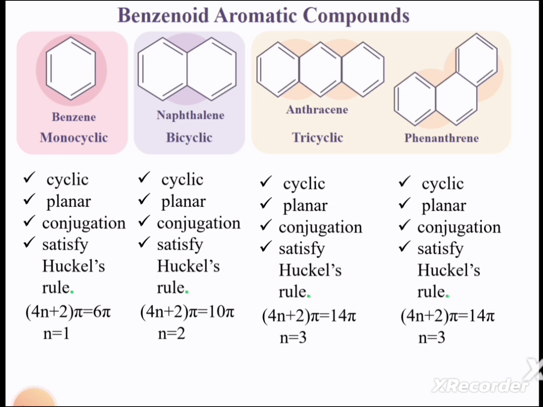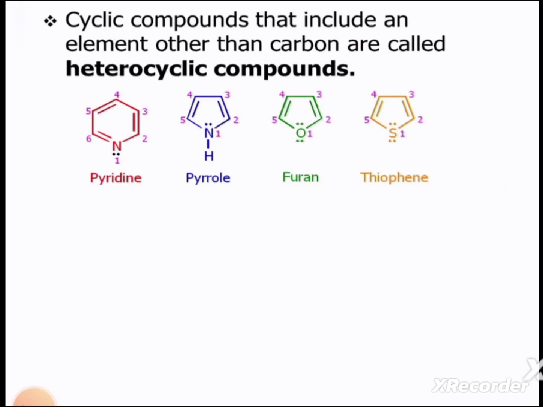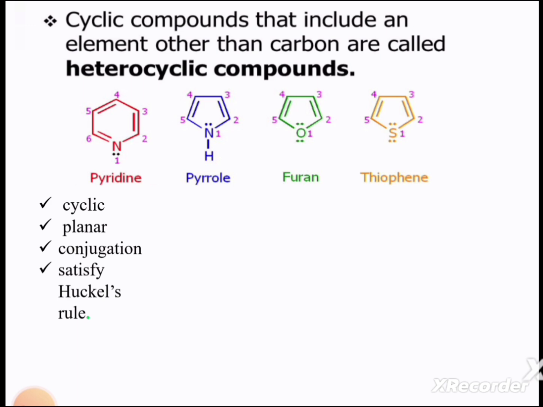Now if we discuss non-benzenoid aromatic compounds, first we will discuss heterocyclic compounds: pyridine, pyrrole, furan and thiophene. Pyridine is a 3-pi system, 3 pi bonds in alternate positions. So this is cyclic, planar, conjugated and satisfies Huckel's rule. Remember, in case of pyridine, this lone pair is not included in conjugation. So the total number of pi electrons is 6. 4n + 2 = 6, n value is 1.